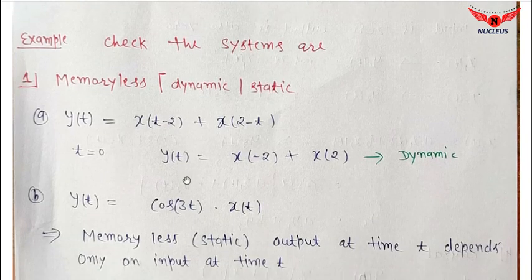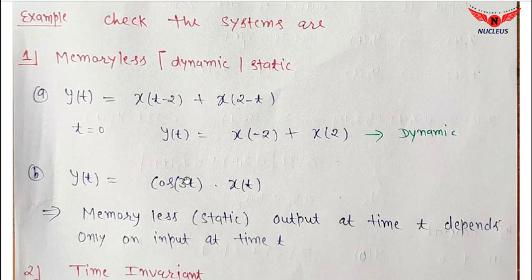So the first example: two signals are given and we have to tell whether the system is memoryless or not. First example is y(t) equal to x(t minus 2) plus x(2 minus t). So put t equal to 0. So y(0) equal to x(minus 2) plus x(2). So the system is dynamic, or you can say the system is with memory, because the current output is depending on the past value of input. So the system is dynamic.